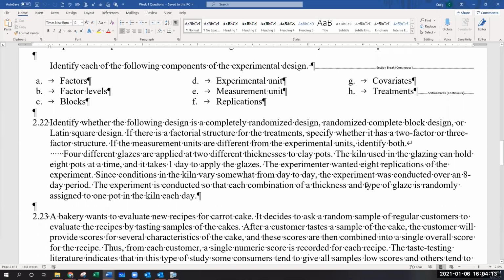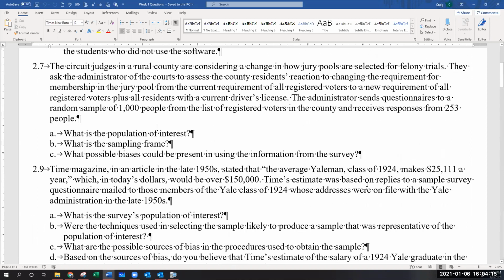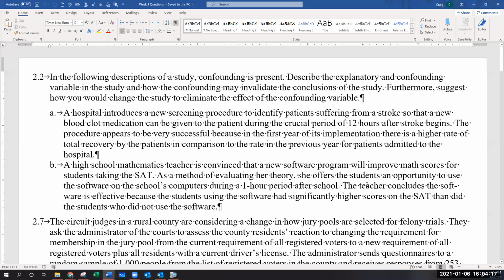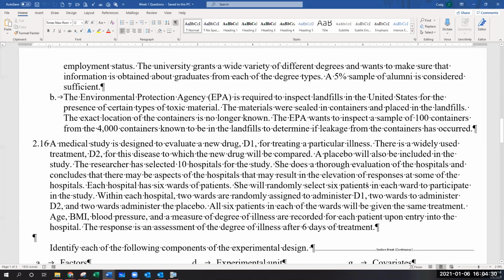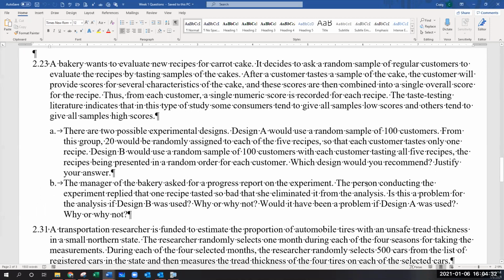How about, go ahead, Danielle. Thank you. I was going to ask a little bit about 2.23. I had drawn a picture and I was trying to figure out exactly what kind of justification, because I'm just kind of stumped on this one.